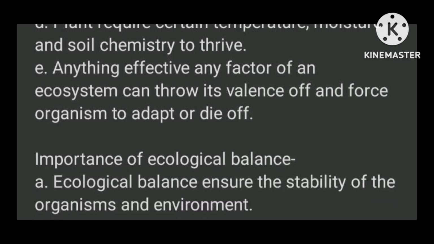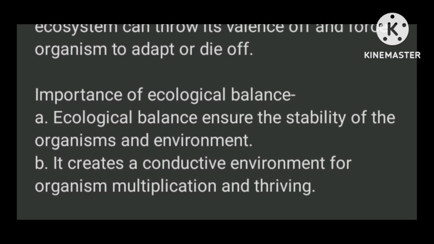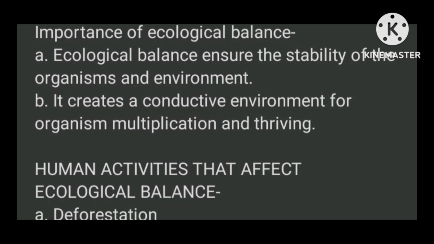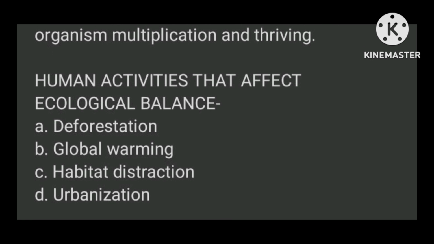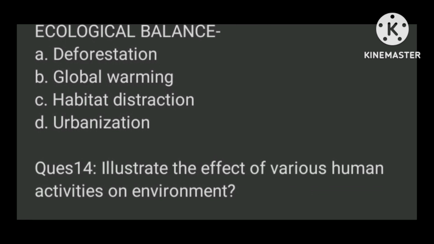Importance of ecological balance. A. Ecological balance ensures the stability of the organisms and environment. B. It creates a conducive environment for organisms to multiply and thrive. Human activities that affect ecological balance. A. Deforestation. B. Global warming. C. Habitat destruction. D. Urbanization.